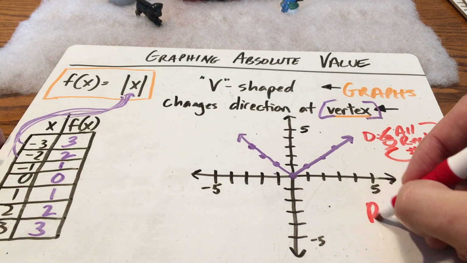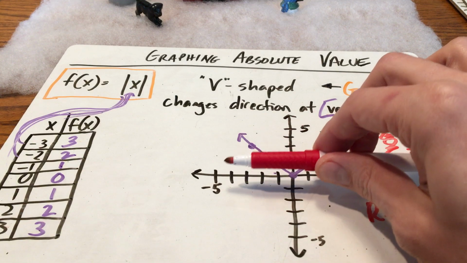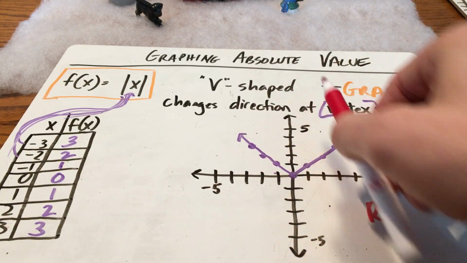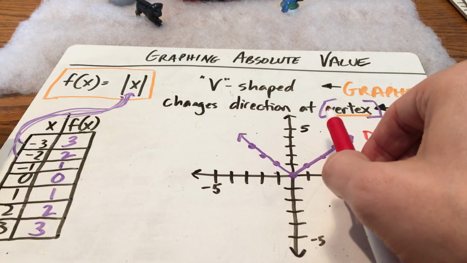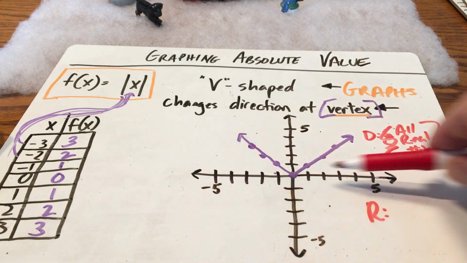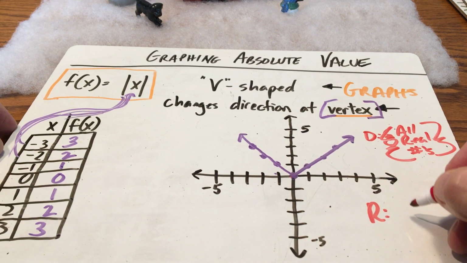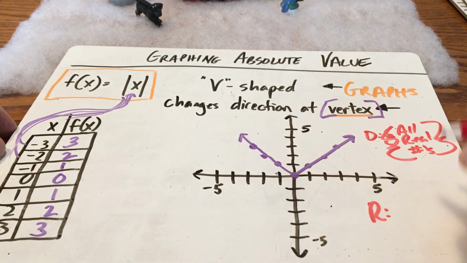The range is how much of the y-axis, how far does it go up or down? Now, this graph definitely goes up to infinity and beyond, right? It goes up and up forever and ever and ever. But it never will get lower than this point, right? This line right here at 0, right? This graph is only at 0 and above on the y-axis.